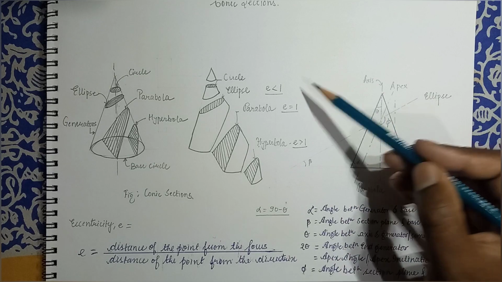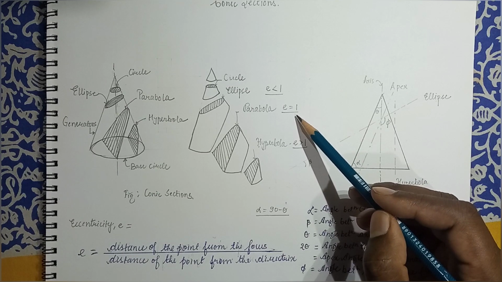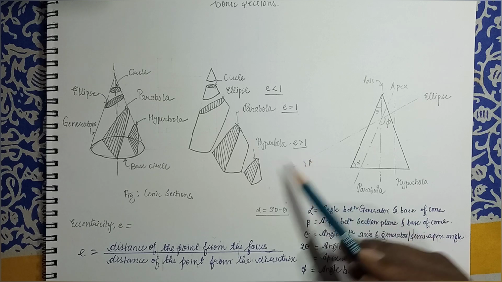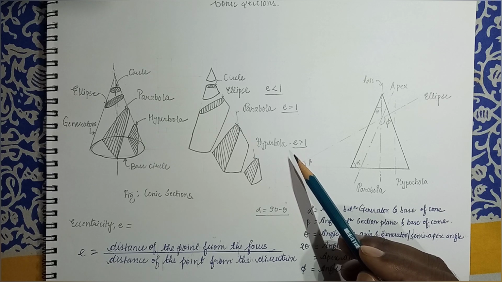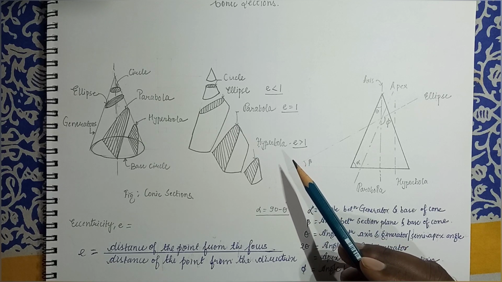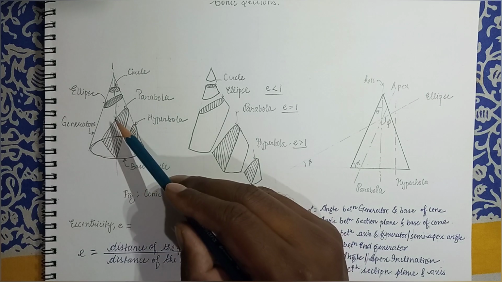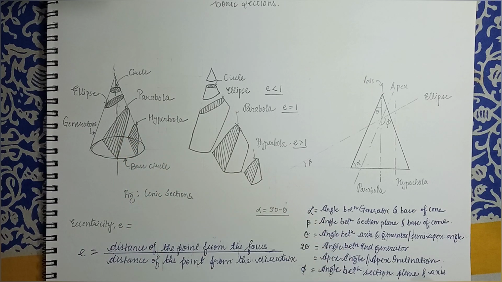So when eccentricity is less than 1, it is an ellipse. When the eccentricity is equal to 1, it is a parabola. And when eccentricity is greater than 1, then it is a hyperbola. Similarly, the line passing through the focus and perpendicular to the directrix is called the axis. Ahead we will see in the next video, when we talk about ellipse, what the major axis and minor axis are. And the point at which the conic cuts the axis is called the vertex.